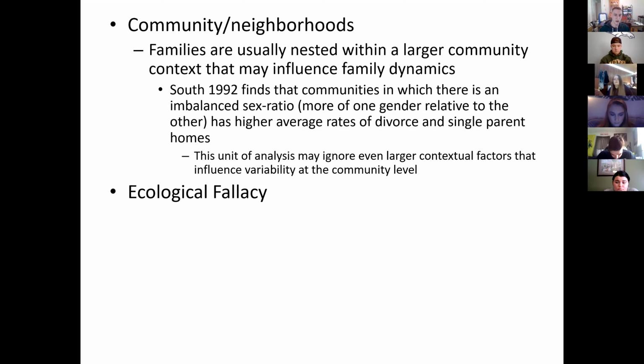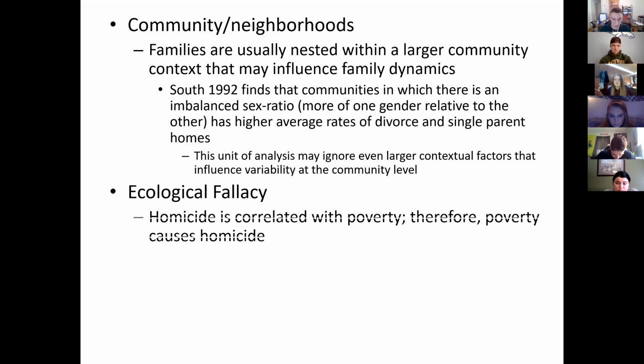So a couple points here, going back to this idea of the baloney detection kit and logical fallacies. There is this specific kind of thing that's related to looking at higher units of analysis and making inferences about the people within those larger units of analyses. And this is called the ecological fallacy. So just because homicide here is correlated with poverty, you cannot necessarily say therefore poverty causes homicide, or that people that live in poverty are more physically aggressive than people who live in middle-class communities.